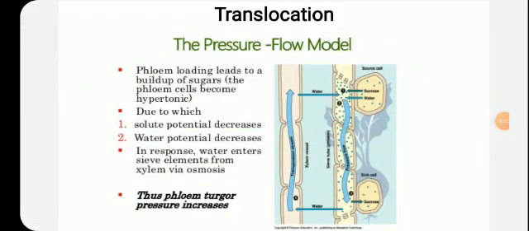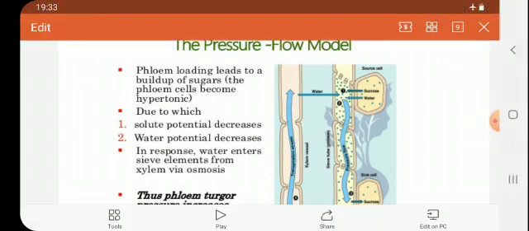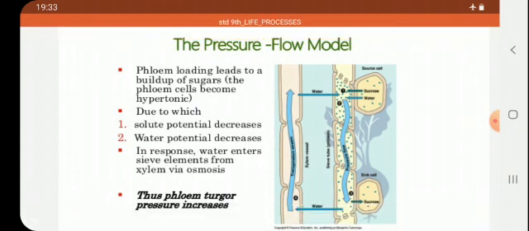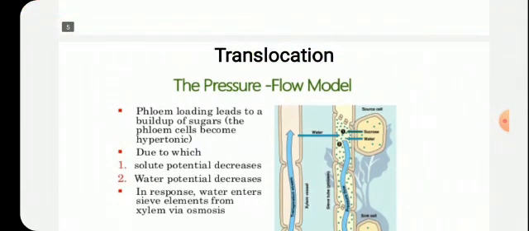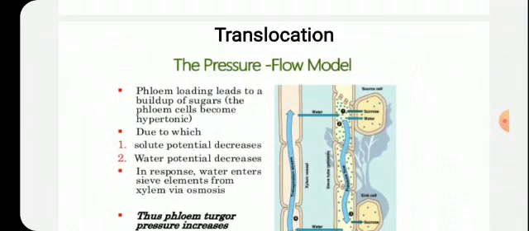Children, just now you studied transpiration, and before that root pressure. Root pressure and transpiration are important processes in plants. After that, the next important process is translocation.